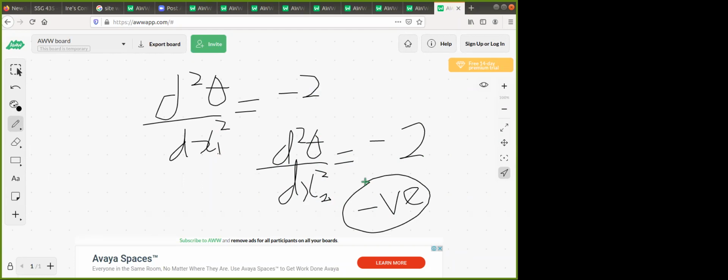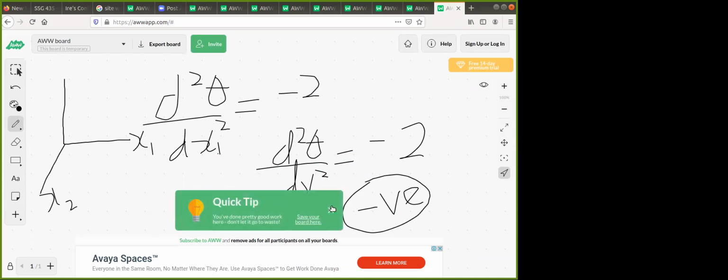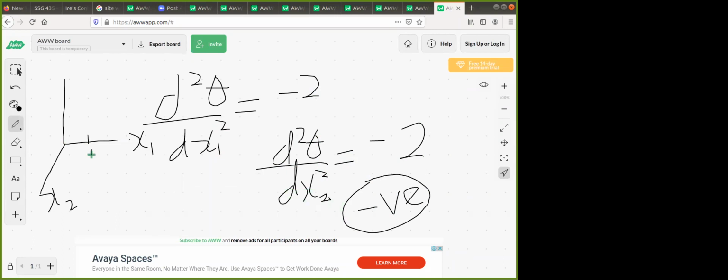So it means actually the graph is going to be something like this. Since we are sure now that it's a maximum, we can be sure of how to draw the graph. x1, x2. Now at point 1, this point 1, we know that it's at this point. And since it's a maximum, we know that it's going to be somewhere up. And so we're going to have a graph like this, a 3D graph. Do you get? So that's maximum.